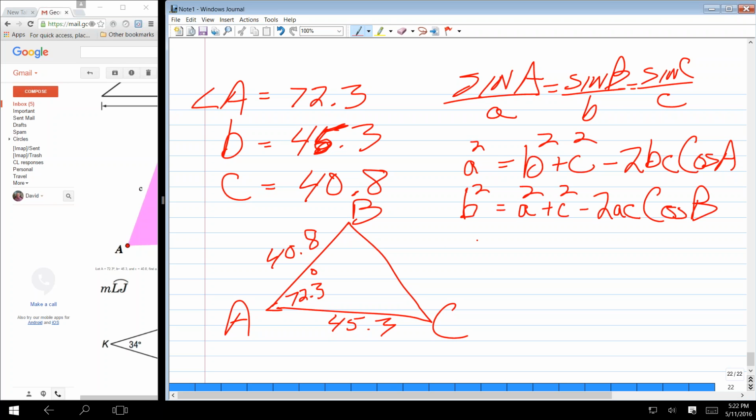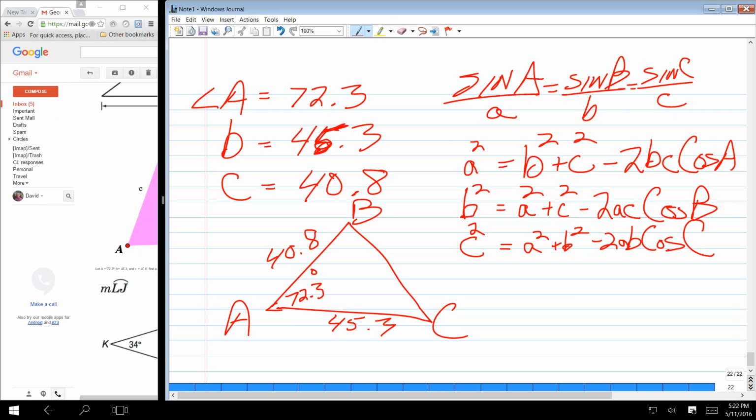And the third one, and you can use any one you want, but sometimes you'll see that the lettering makes it make sense to use only one of them. What's the third one going to be? Would it be c squared equals a squared plus b squared minus 2ab times cos c? Yes. That's the pattern.